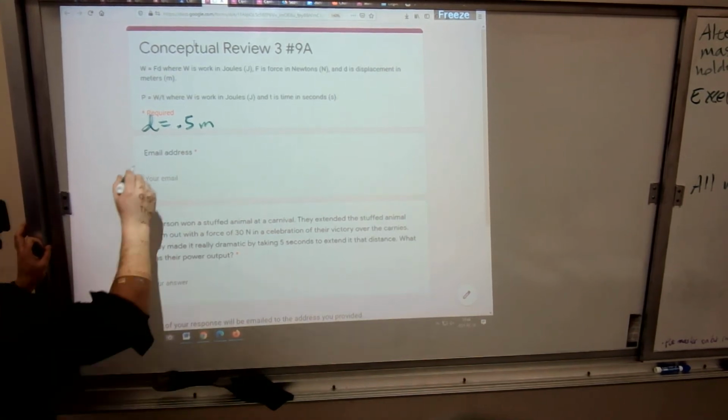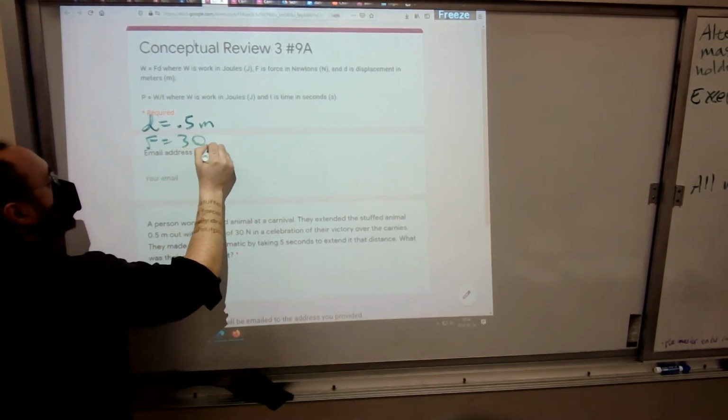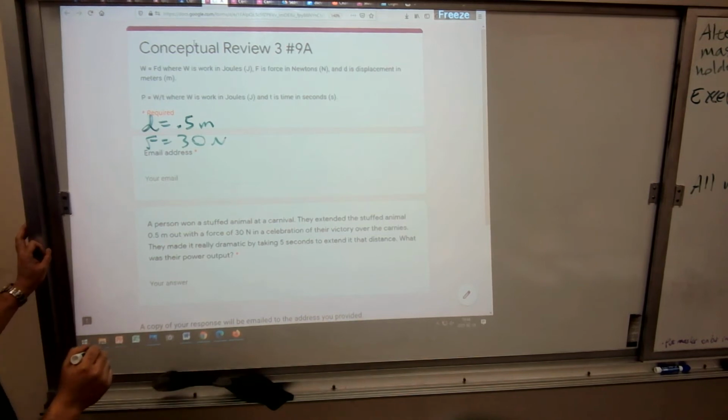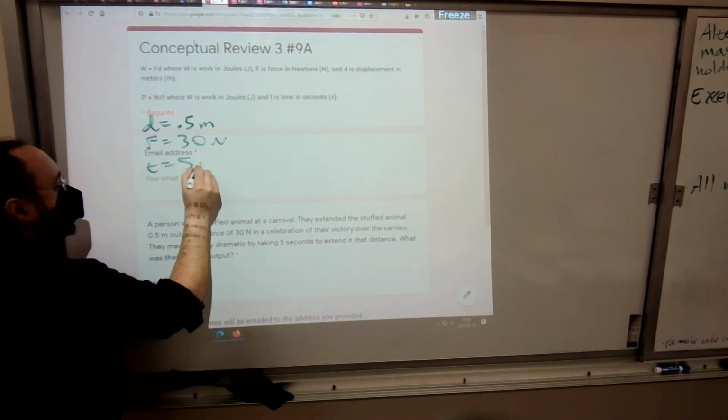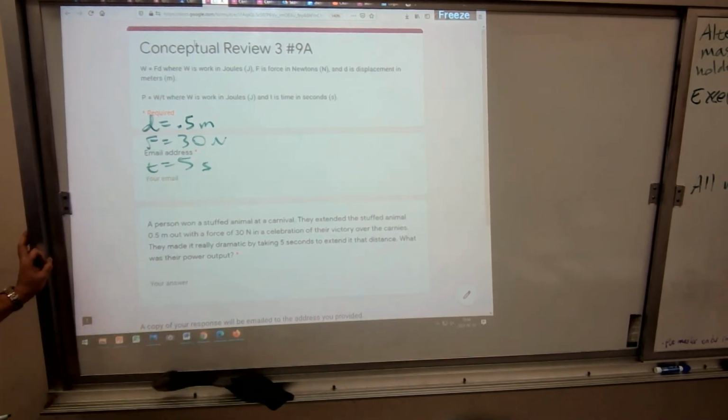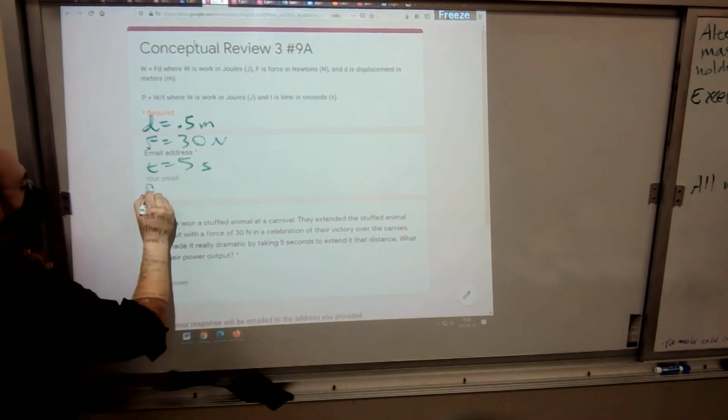With a force of 30 newtons, that's the force. In a celebration of their victory over the carnies, they made it really dramatic by taking 5 seconds. That's a time, 5 seconds. What was their power output? Power.